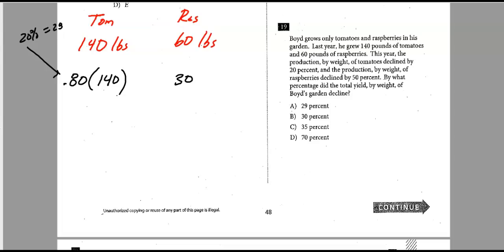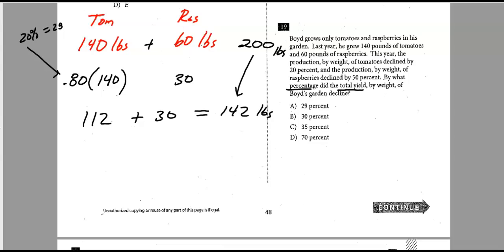So by what percentage did the total yield decline? We need the percent change for the total yield. So let's figure this out. If we had 140 pounds of tomatoes, 80% of that, we take away the 28, that's 112 pounds of tomatoes plus 30. So we're at 142 pounds of total yield, where last year we were at 200 pounds. So the question now is, what is the percent change? Whenever you want to find the percent change, that is defined by the amount of change compared to the original amount, or what it used to be.